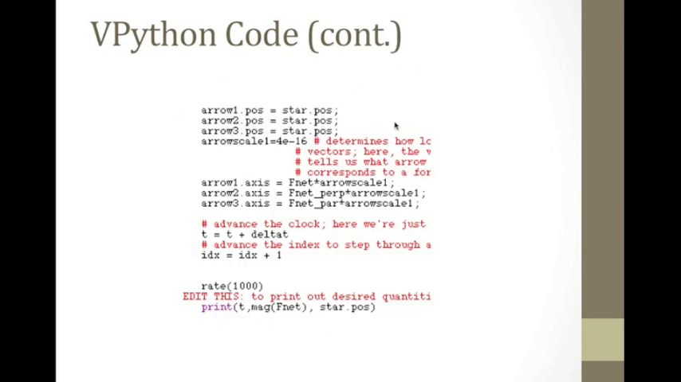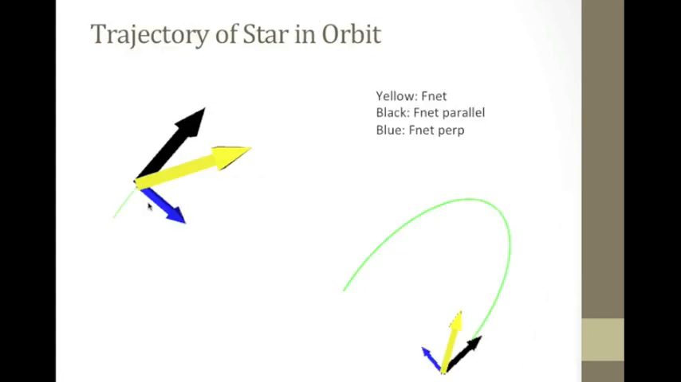And here's the continued code. Basically, the only important thing is that the arrow scale was changed to 4 times 10 to the negative 16. That's because the forces are so great, so the scale has to be really small to fit it in the page. And here's samples of the motion shown of the star.